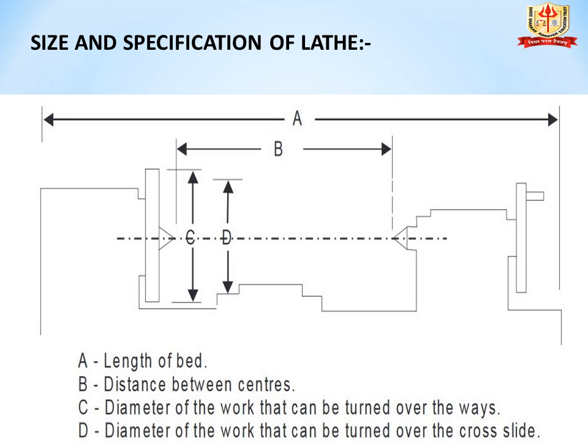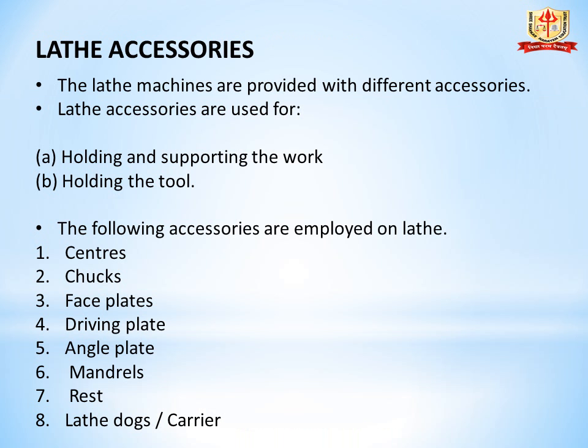Point C, diameter of the work that can be swung over the ways. C is the maximum diameter of the workpiece that can be revolved. And then D, diameter of the work that can be swung over the cross slide. These are the specifications of the lathe machine.